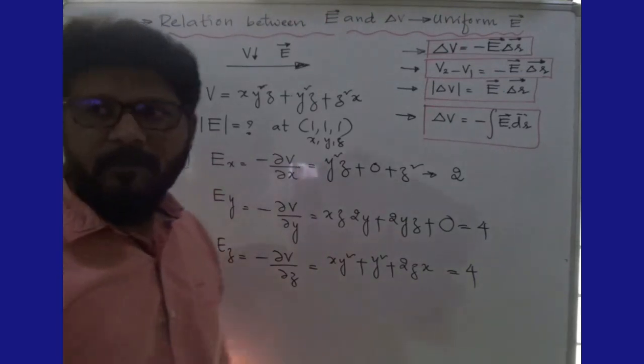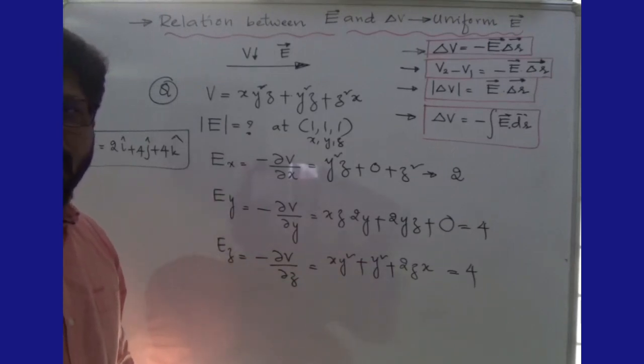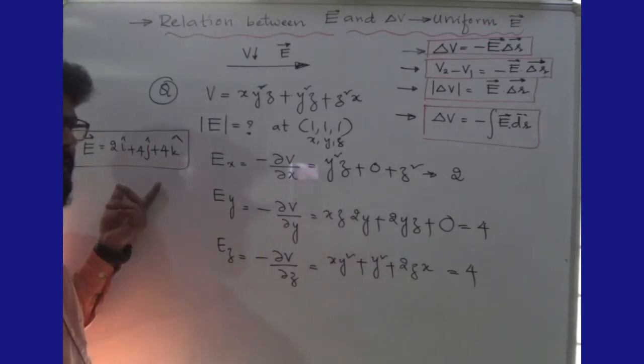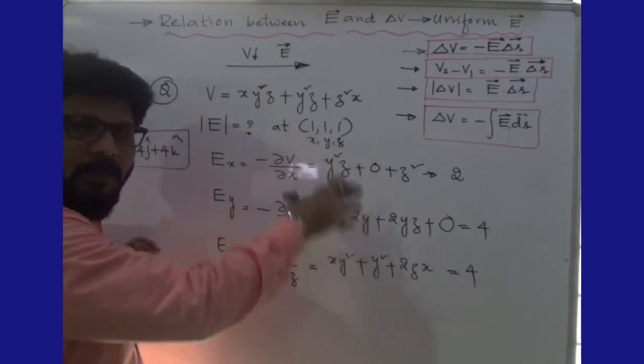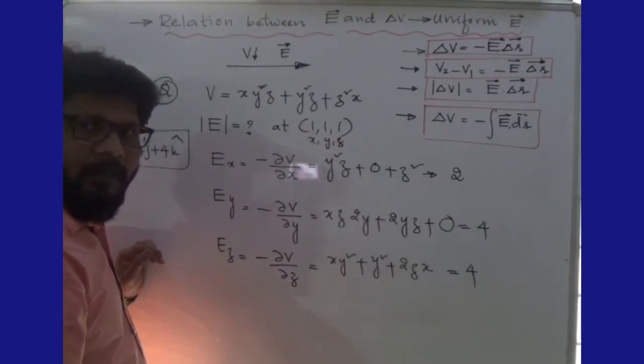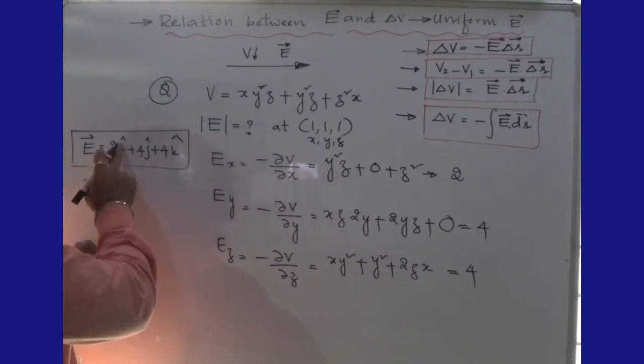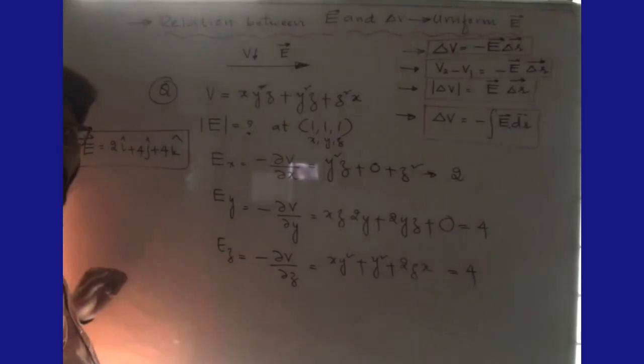Is it clear, all of you? Yes? No? Anybody got the same answer? Let me know. Same answer? Have you understood how I am doing this, only the mathematical part? Anybody else got the same answer? Tina. Okay, very good. So 2i plus 4j plus 4k.